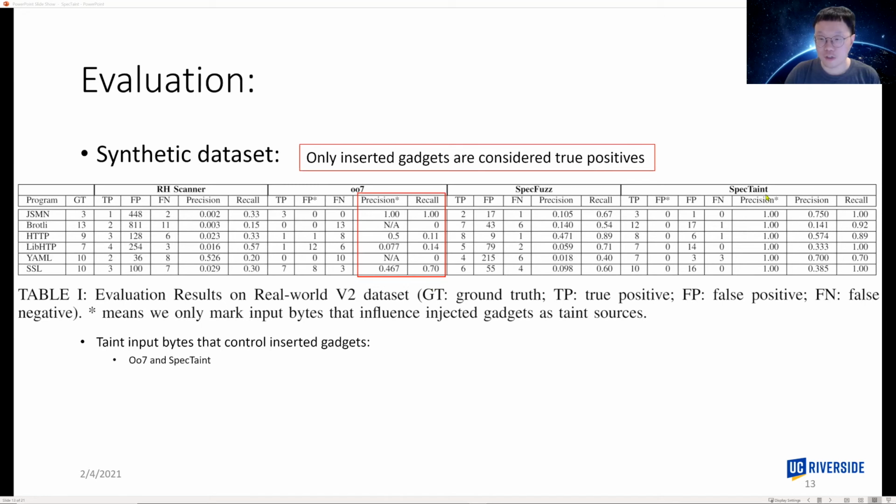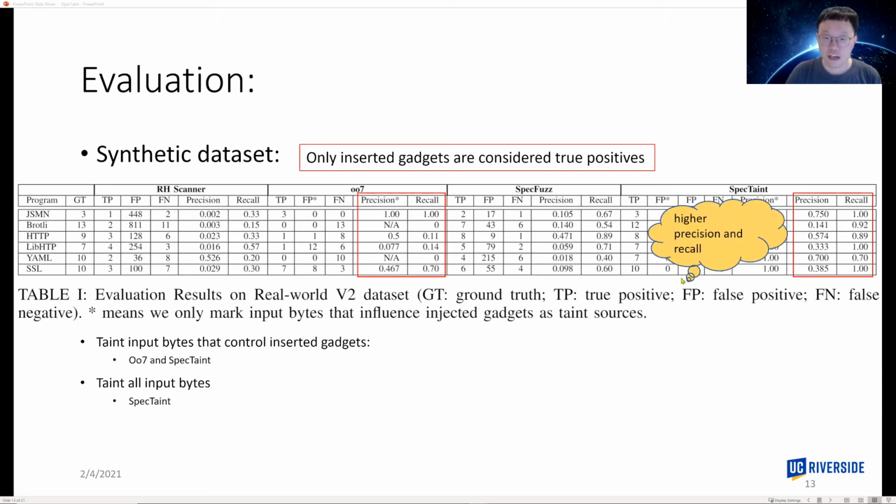For dynamic analysis approaches such as SpecFuzz and SpecTaint, we first run HomeFuzz for 10 hours to collect seed input. Then we run these tools with the same seed. For SpecTaint, we mark all input bytes as taint source. As presented in this table, overall, SpecTaint has higher precision and recall than other baseline tools.